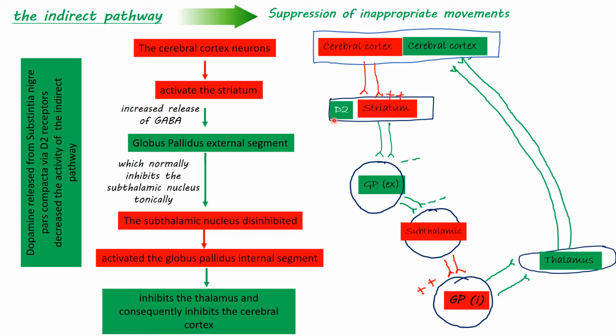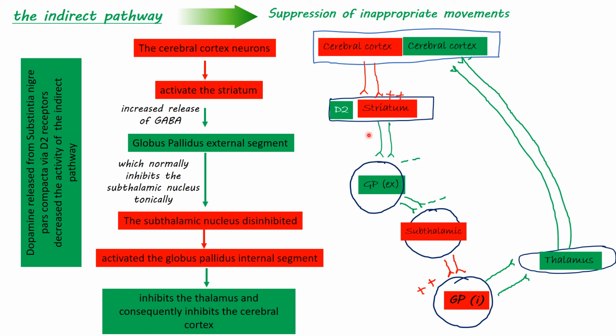And if we look to the action of dopamine, it is inhibitory on the striatum through the D2 receptors. Dopamine will antagonize the effect of glutamate on the striatum, so it will decrease the activity of the indirect pathway. As it antagonizes the effect of glutamate here, it will produce what? Decreasing the activity of the indirect pathway.